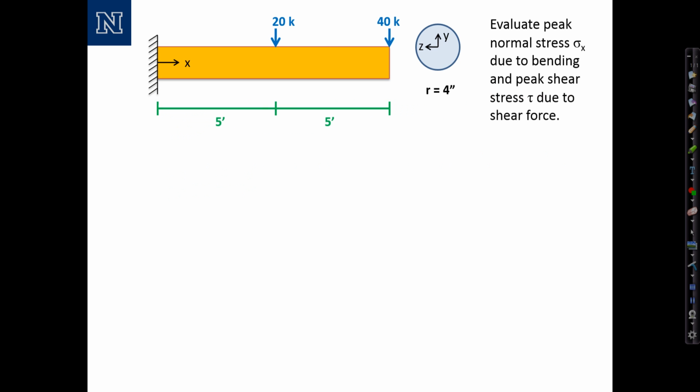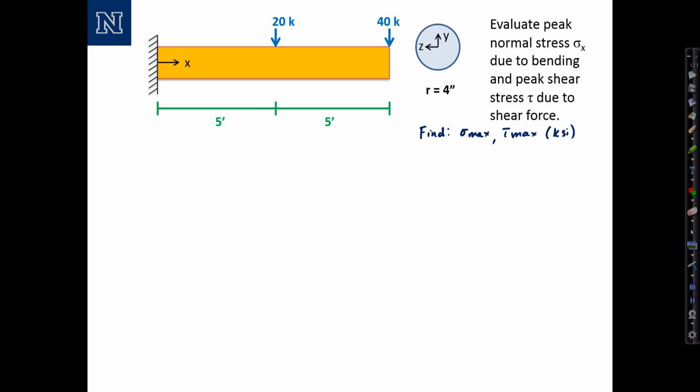bending and shear stress. In this first example, we're given a cantilever beam with a couple of point loads, circular cross-section, and we're asked to evaluate the peak normal stress sigma x due to bending and peak shear stress tau due to shear force. So find sigma max and tau max, and both of these would be in units of KSI.